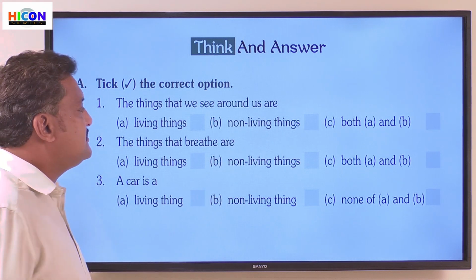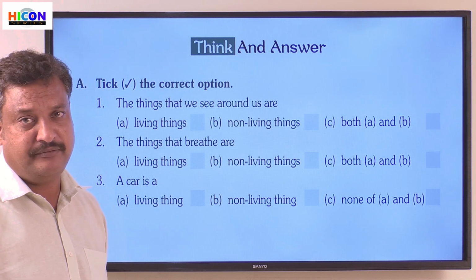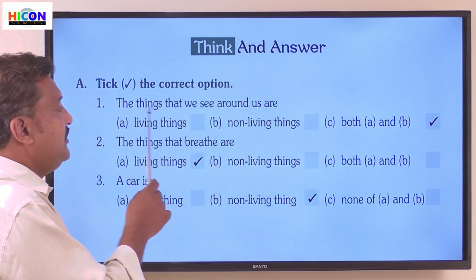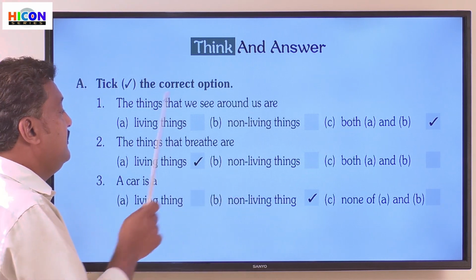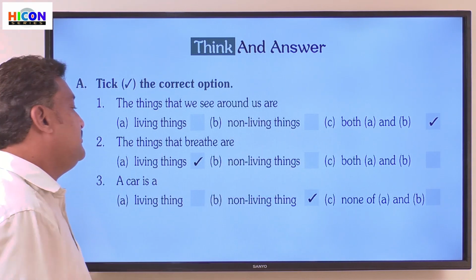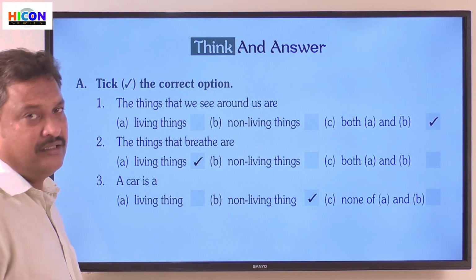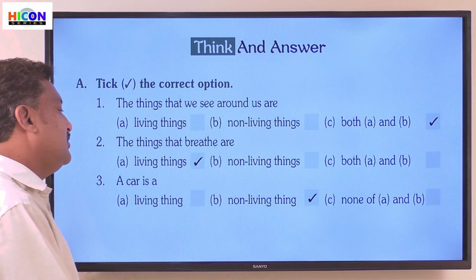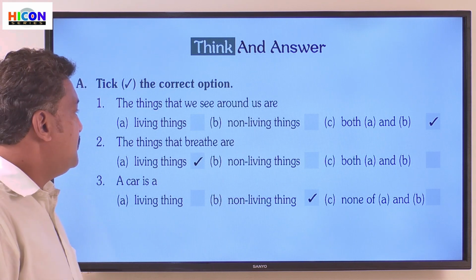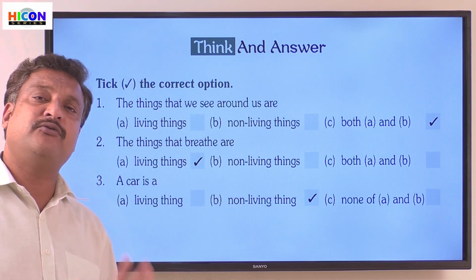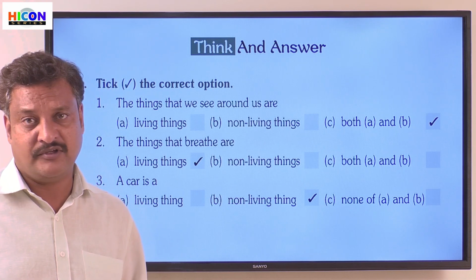So now I'll keep the answers for these questions, and yes, I will keep the frame for you for a minute to read them. Okay? Yes. See, the things that we see around us are both A and B, means both A, living things, and non-living things, right? The things that breathe are called living things. Then a car is a non-living thing, right? So we have done it well and perfectly. So now I will keep this screen the same for you for another minute so that you too can read these sentences by yourself. Okay?